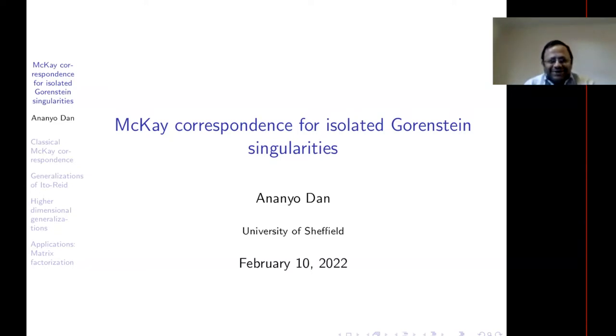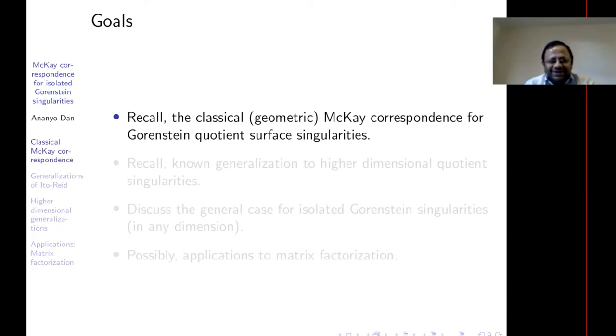So I will try to talk a little bit on the McKay correspondence. This is a very classical topic. It started here in the UK itself, and it's still quite flourishing. There are different aspects that people study. The classical aspect of the McKay correspondence started with bijections between different algebraic objects and geometric objects. It started in the surface case, more particularly in the Gorenstein quotient surface singularity.